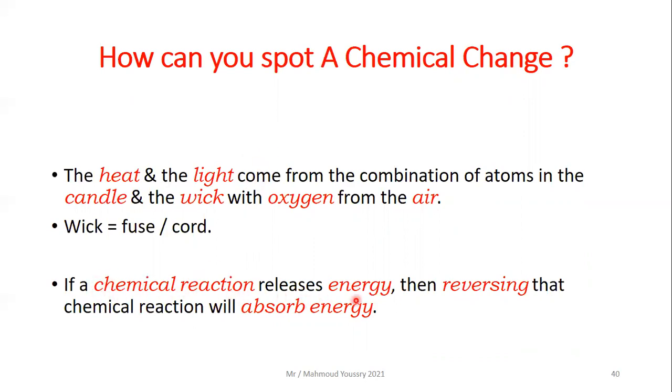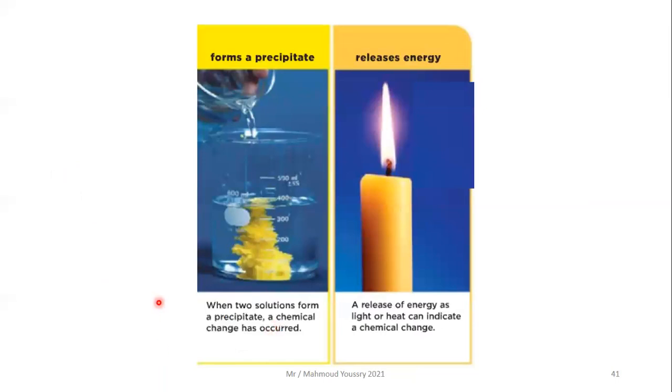If a chemical reaction releases energy, then reversing the same chemical reaction will absorb energy. And here are the other forms of chemical change: the precipitate and releasing energy. As you can see, when two solutions form a precipitate, a chemical change has occurred. Also, a release of energy, as light or heat, can indicate a chemical change.